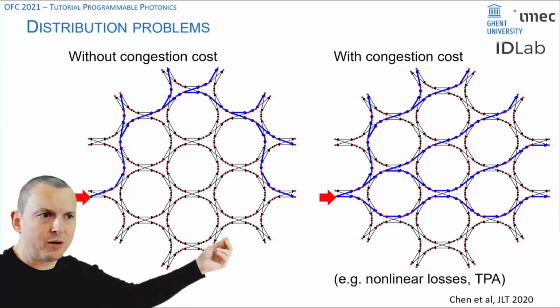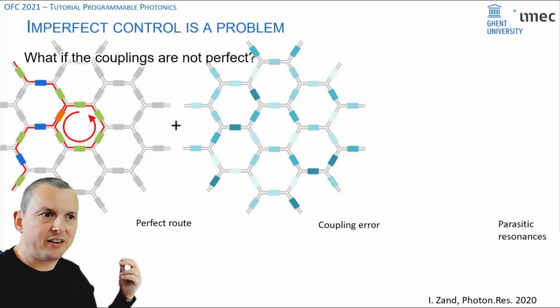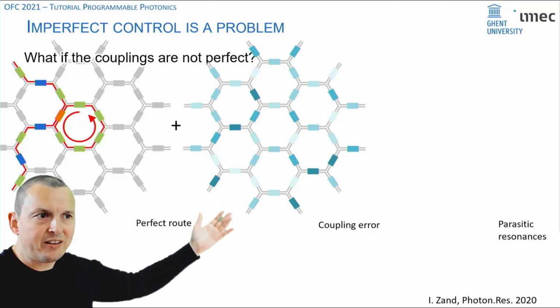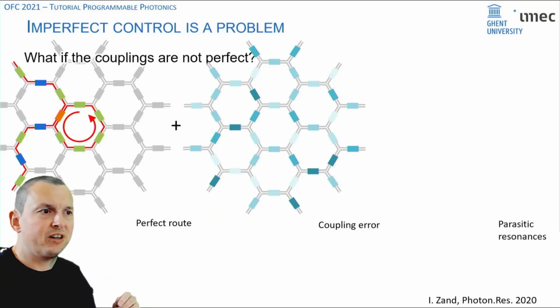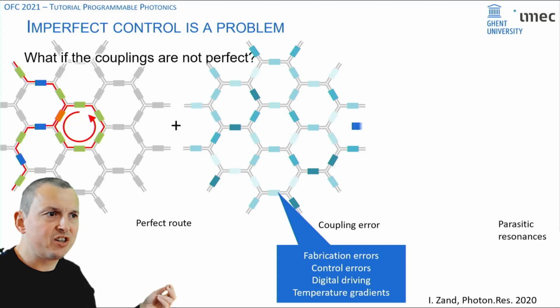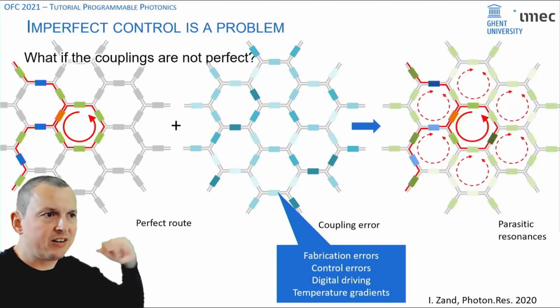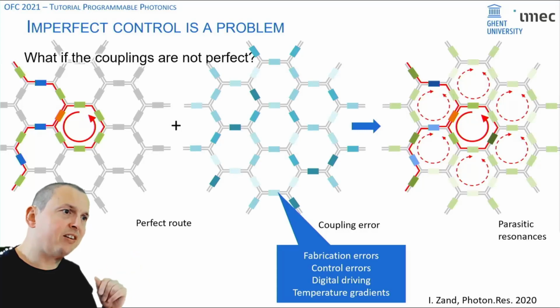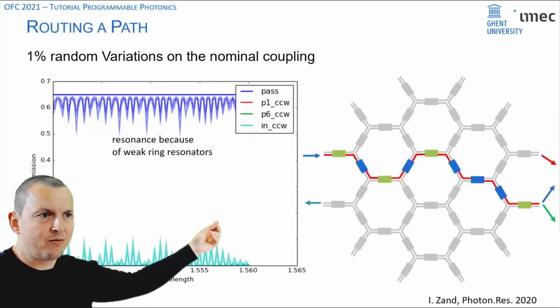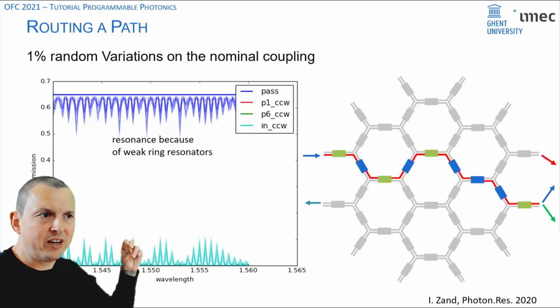And this is just the ideal routing case. What happens if your components are not ideal? Even if you define your perfect routing or your perfect configuration, in reality you will have some errors on the couplings and the phase shifters. So what happens is that because of fabrication errors, control errors, or discretization, you will end up with a circuit that has all these imperfect couplings, and that therefore will induce parasitic resonances. You will create all these faint resonators around your circuit. So that means that if you have, for instance, a configuration where you route from an input to an output, in reality, you get all these little resonances into your transmission, which is not what you want.